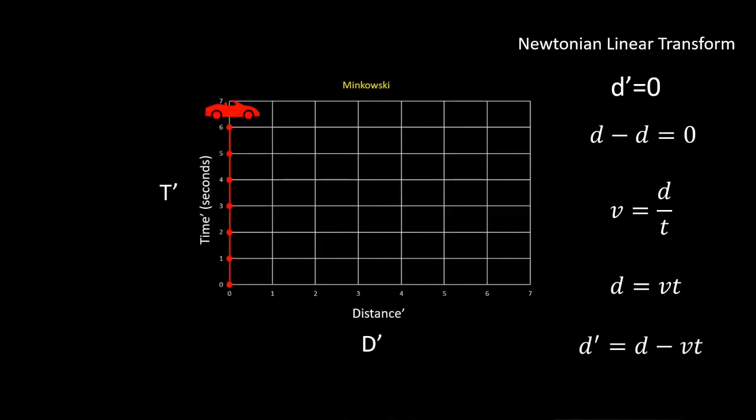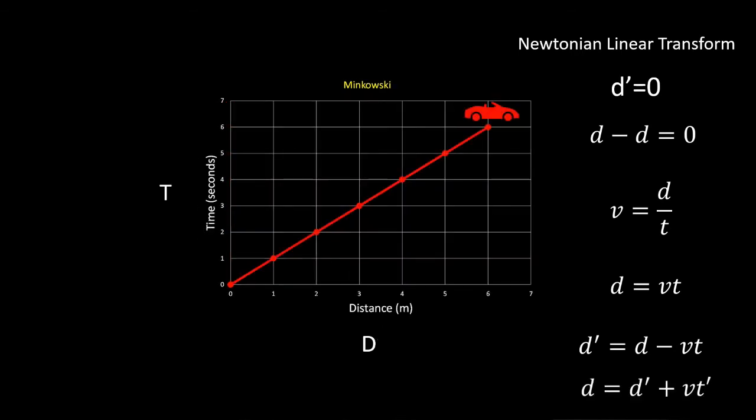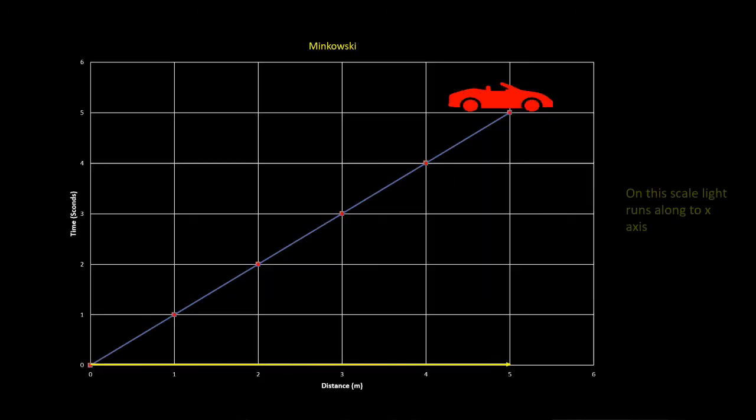Likewise, if we want to go from the people in the car's reference frame back to those observing the car, we must perform the opposite operation. In other words, d = d' + vt'. Now on this scale, light is so fast that it will just appear to be running along the x-axis as shown.